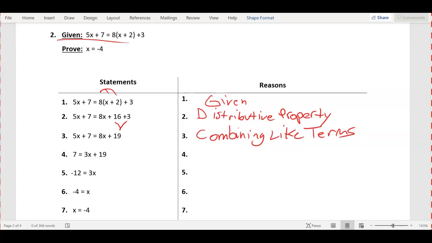Okay, now from step 3 to step 4, I had 2 x's, now I have 1 x. They must have got rid of one. They must have got rid of the smaller x, like I taught y'all. So how do I get rid of a positive 5x, the smaller x? Subtraction, right? So, they did minus 5x here, minus 5x here, and they got 3. That makes sense. 8 minus 5, right? So since I subtracted on both sides, what do I call that? Subtraction property.